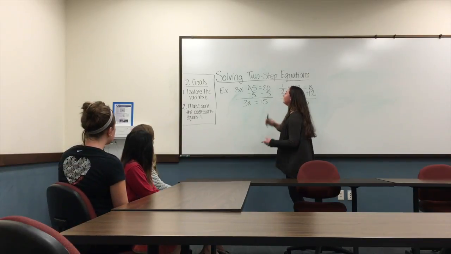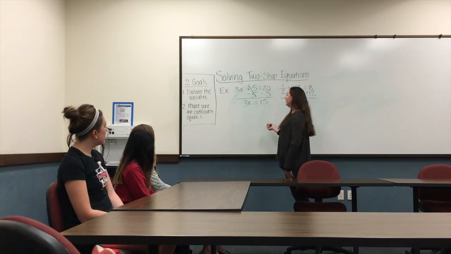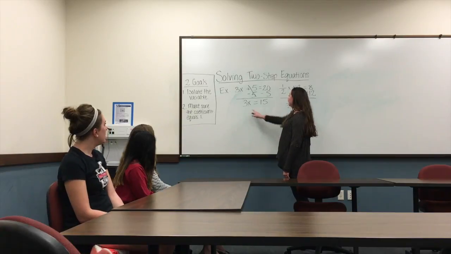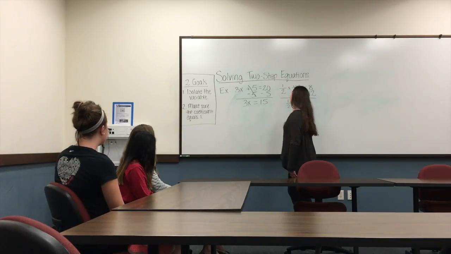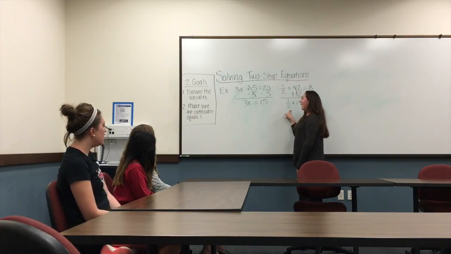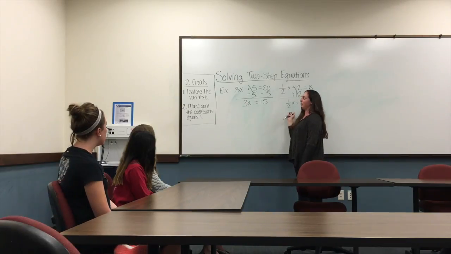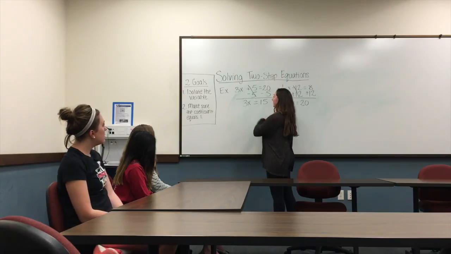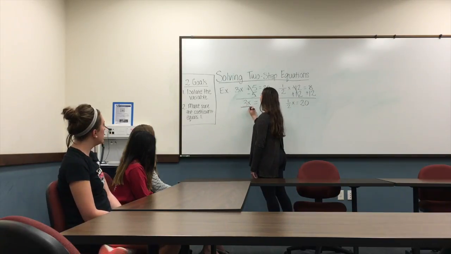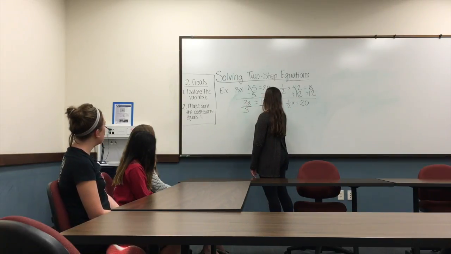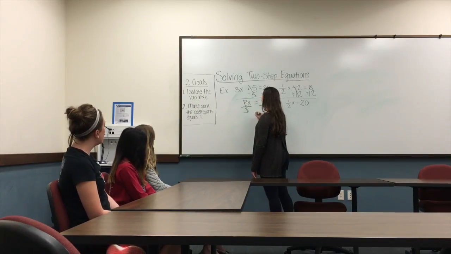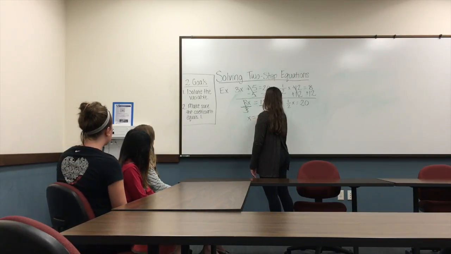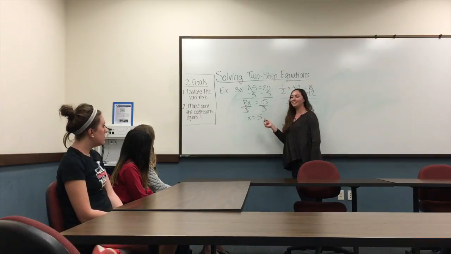Perfect. So now our second goal is to make sure that the coefficient equals 1. So you can see here the coefficient is 3, and here the coefficient is 1/2. So we want to make sure we get rid of those numbers. So here, remember we do the same thing to each side. So we're going to divide by 3 and divide by 3. So the 3's cancel out, and x equals 5. Does that make sense? Great.